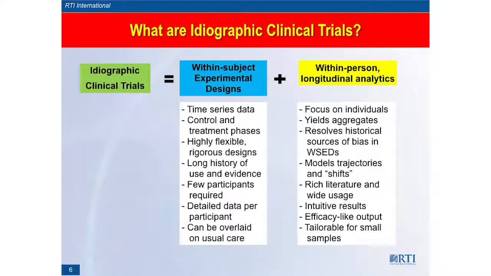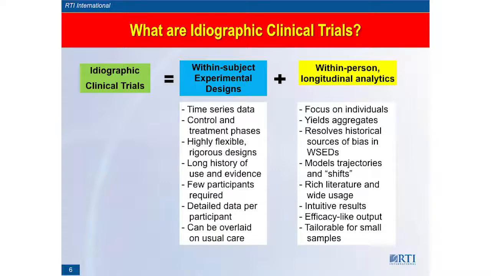There's a long history of the logic and use of this evidence. So within-person longitudinal analytics, some of the advantages that we use those is that they're also focused on individuals, so they're attuned with the within-subject experimental designs. You can yield aggregates, but you also get very careful, detailed estimates per individual. And so one of the advantages to this is that you get what's called an impact. It's like an individualized efficacy. And sometimes during the intervention, that kind of feedback to a family can be therapeutic.